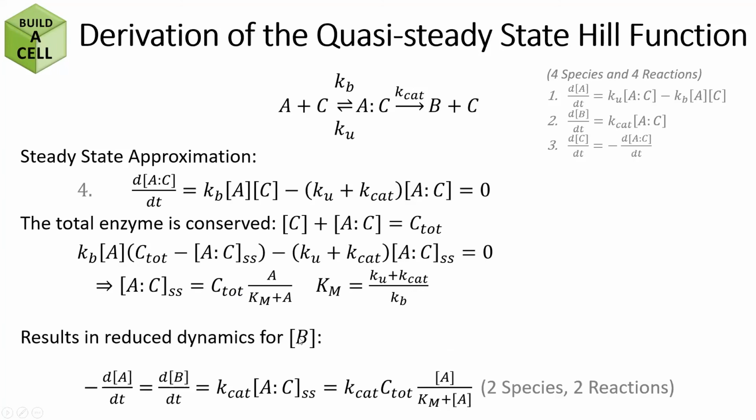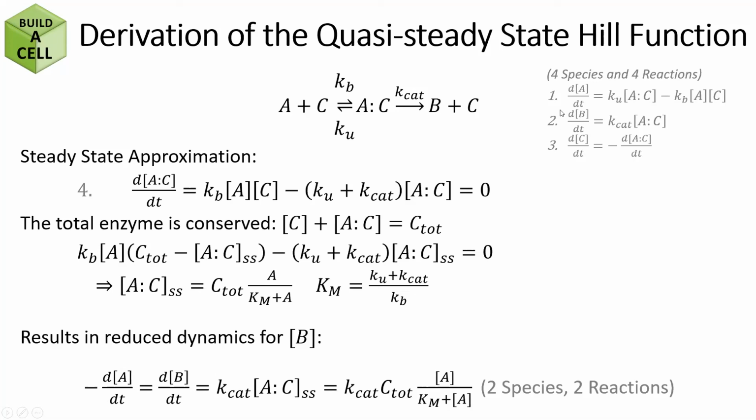I can then plug this function into my dynamics for B to get how much product my enzyme is producing. And notice that for every amount of product I produce, I have to degrade the same amount of A. So that's equal to the negative change in my substrate. That gives me this equation.